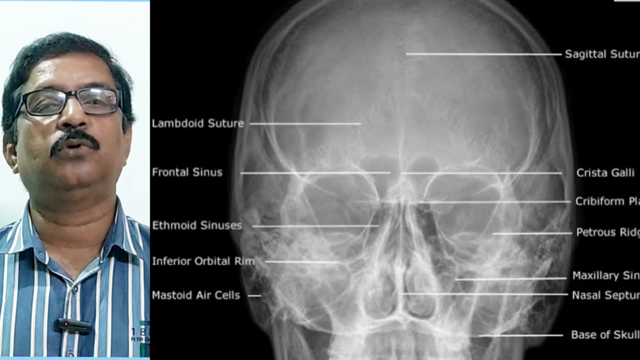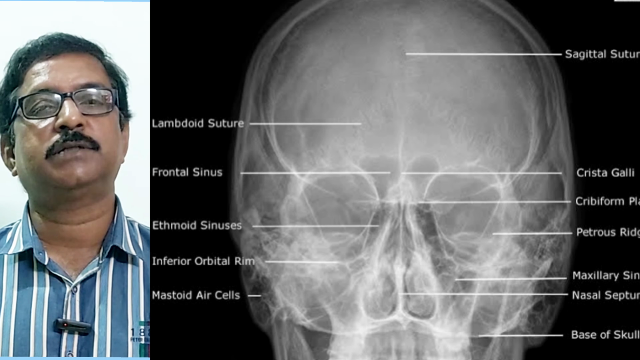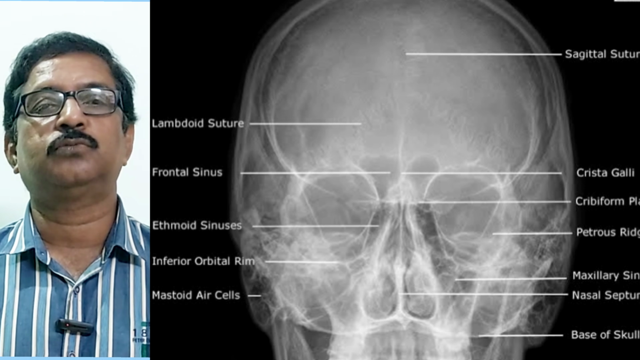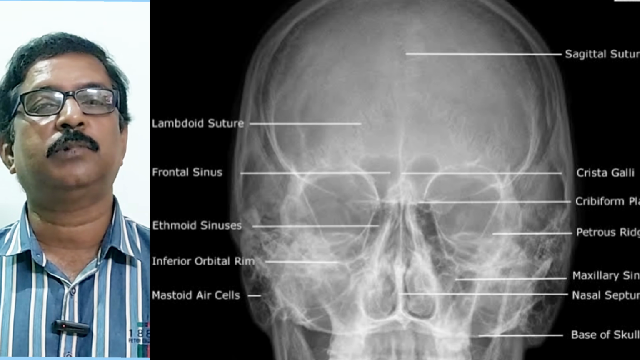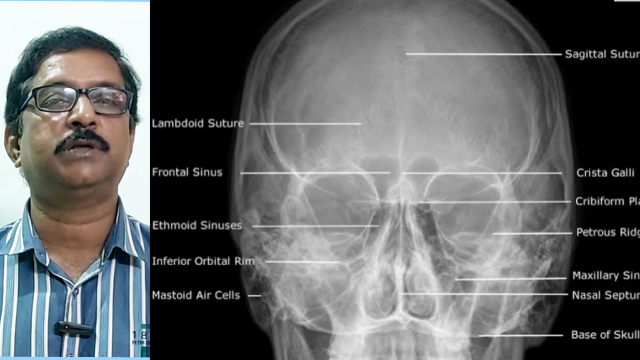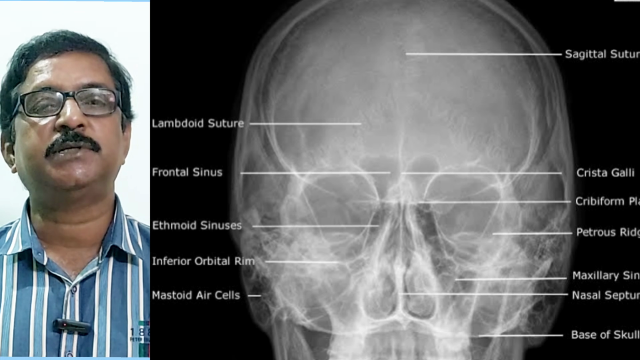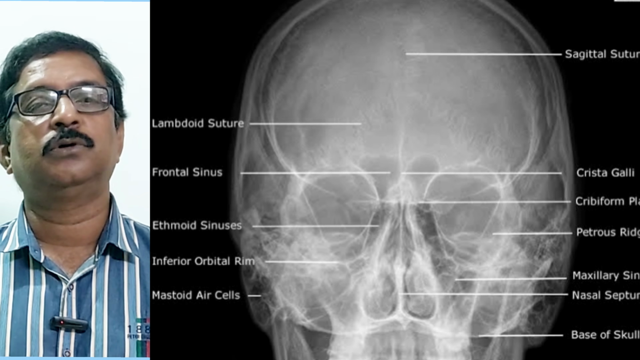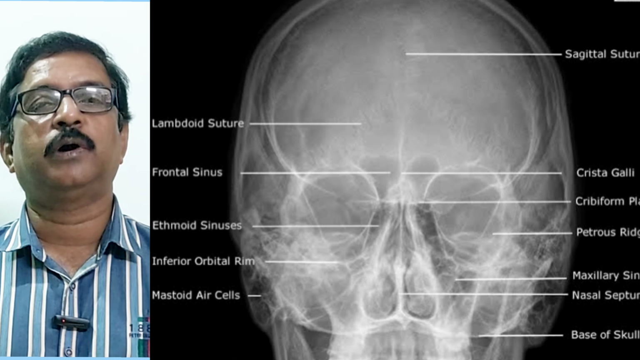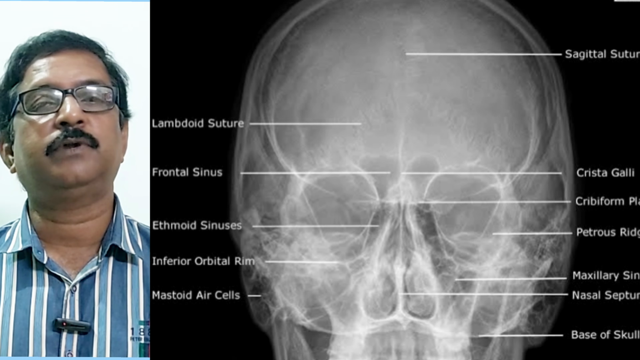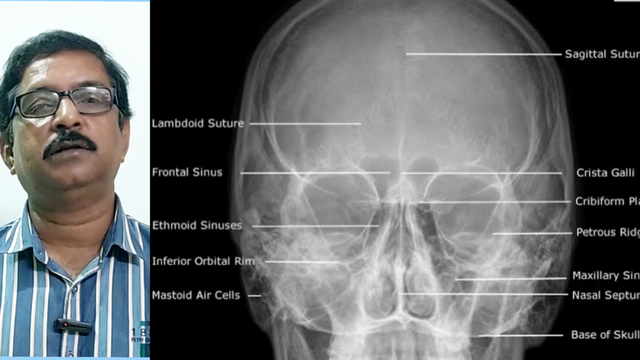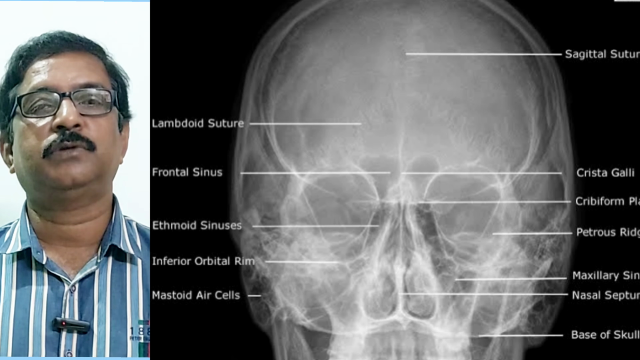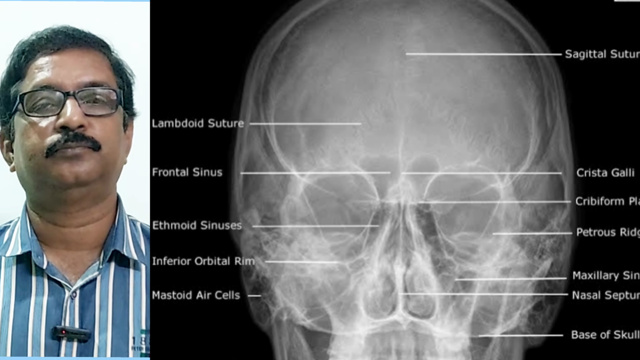skull. So more or less the structures we can see in the lateral view and anteroposterior view are the same, but the superimposition is there in the lateral view, but here there is no superimposition, and some special features we can see in the posterior view, not in the lateral view. So both are required to identify or to see the different structures of the skull in a plain X-ray view. So that's all for the posteroanterior view.